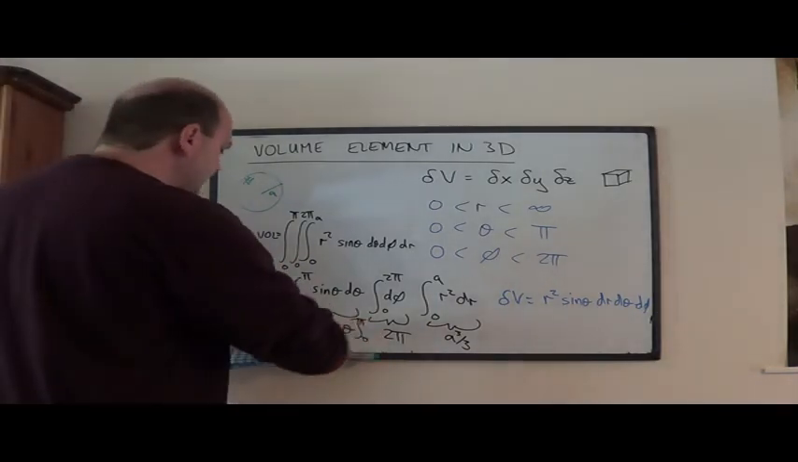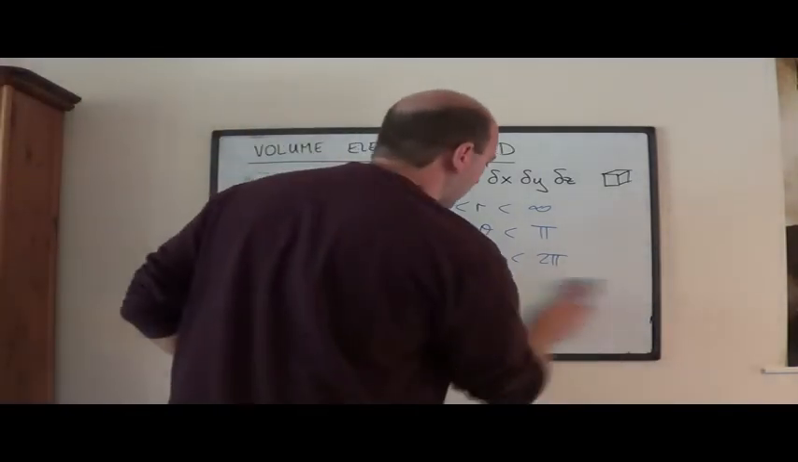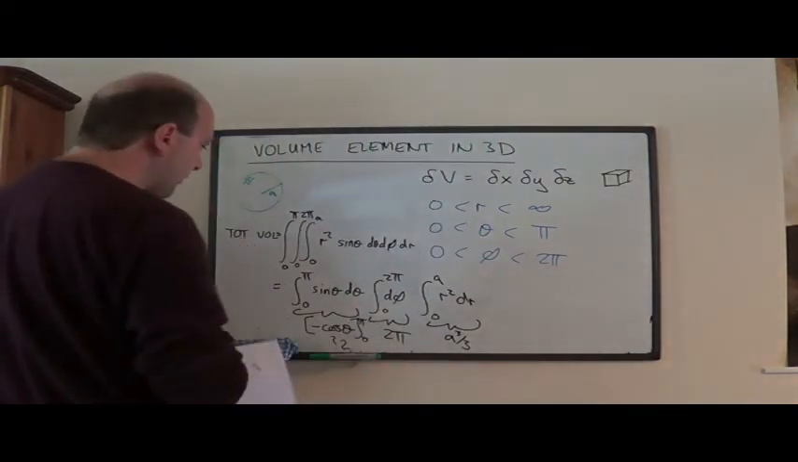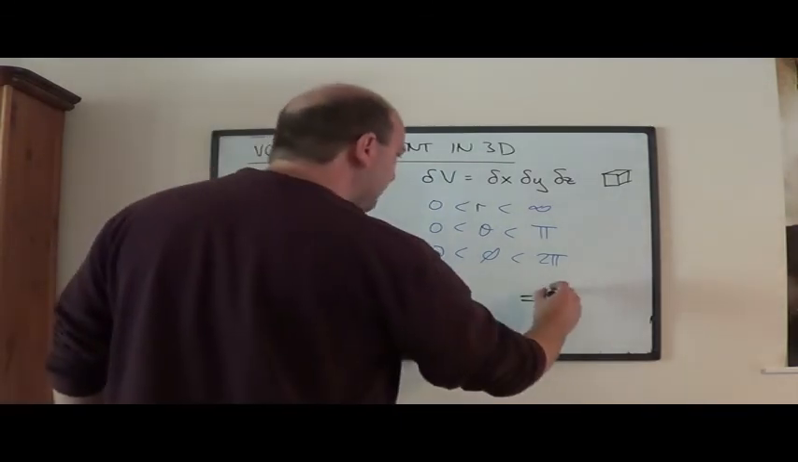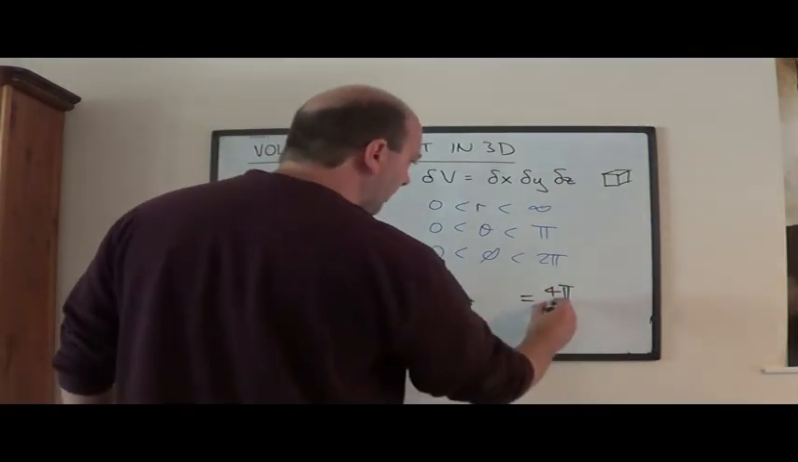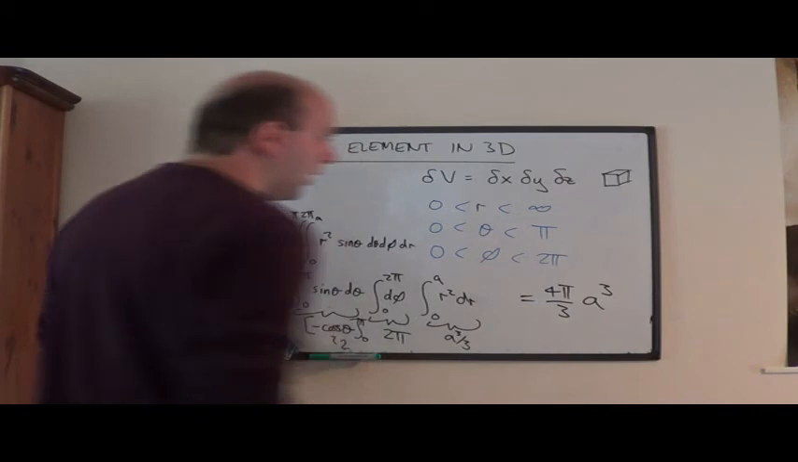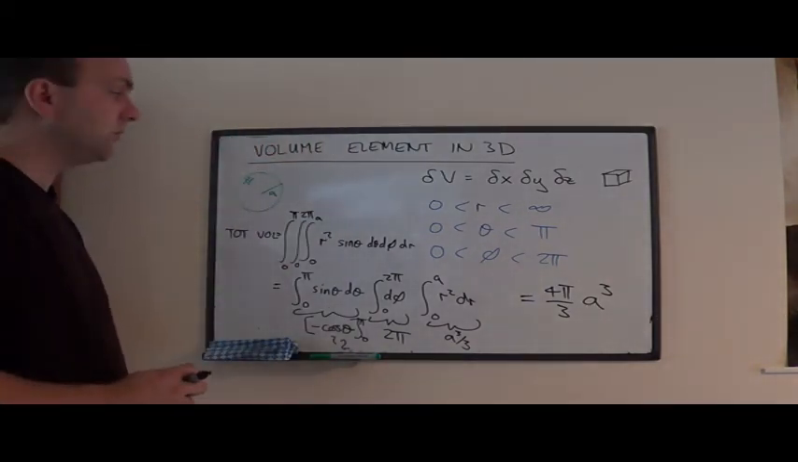So we get to our answer, which is that the volume of a sphere is given by the product of 2 times 2 pi, that's 4 pi, times a third a cubed. And we get 4/3 pi a cubed, which is the well-known expression for the volume of a sphere.